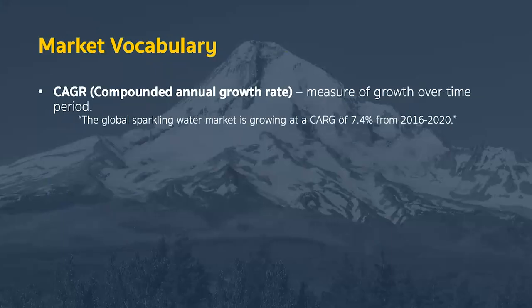The first one is compounded annual growth rate. Whenever you do any kind of market research, this is a common vocabulary word and terminology that will come up. CAGR, the compounded annual growth rate, is a measure of growth over a time period. For example, you might read in a market or industry report that the global sparkling water market is growing at a CAGR of 7.4% from 2016 to 2020. In general, CAGR is reported in a percentage. It's a percentage of growth, and it is in the future because it's a projection of how much the market will grow. The bigger the CAGR, the better it is for you and your product.